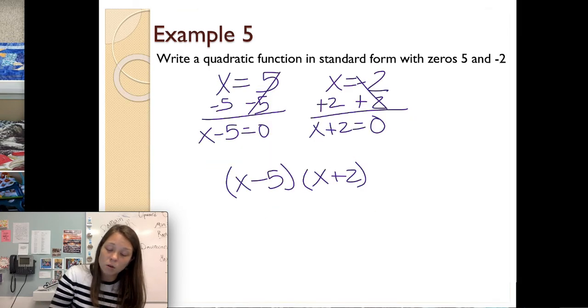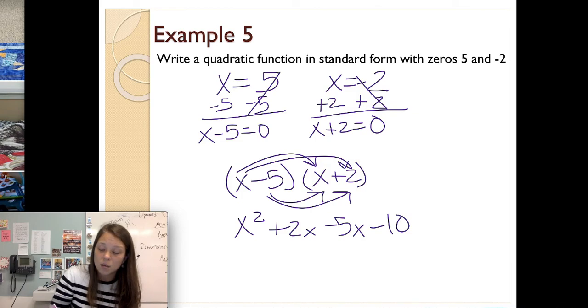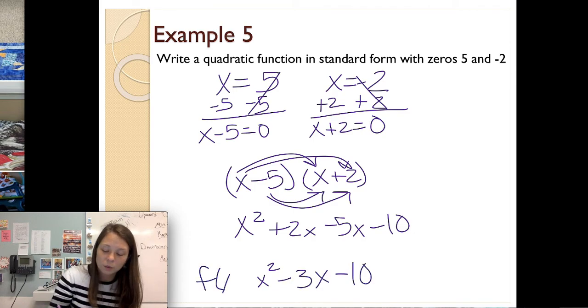Multiplying everything out, x times x is x squared. X times 2 is 2x. Negative 5 times x is minus 5x. And negative 5 times 2 is minus 10. Combining my middle two terms, I get x squared minus 3x minus 10. And writing this with function notation, I'll say f of x equals.